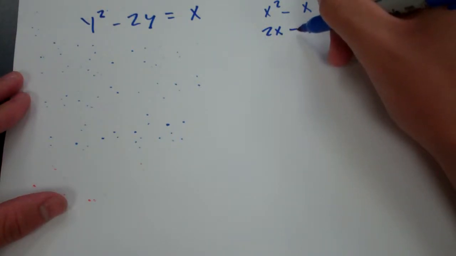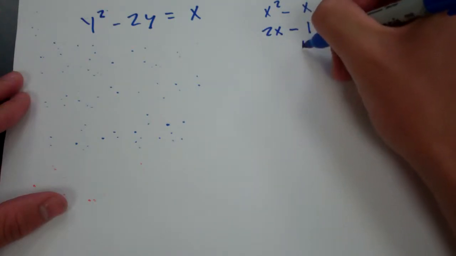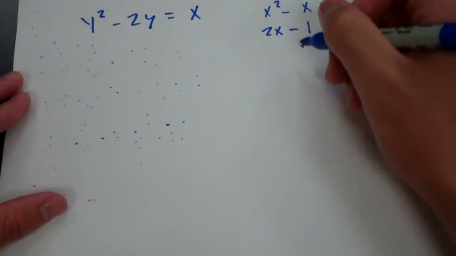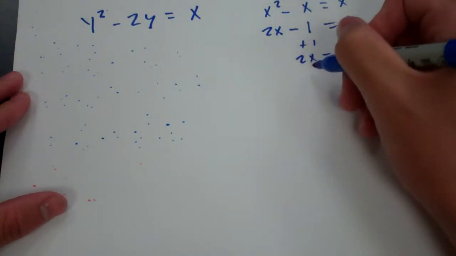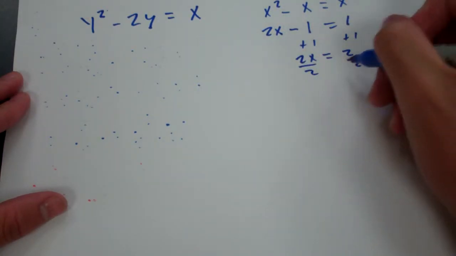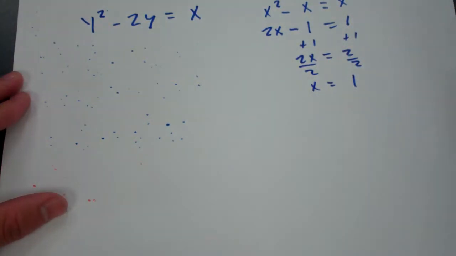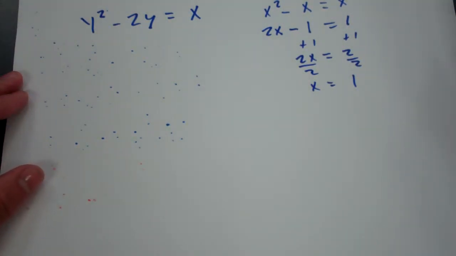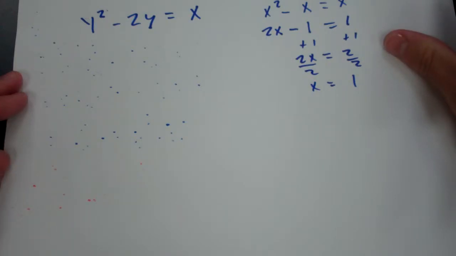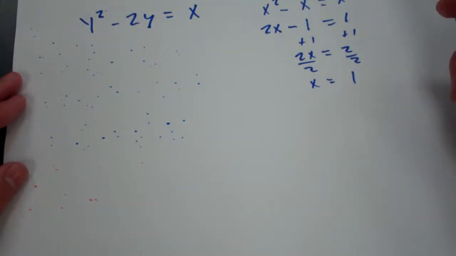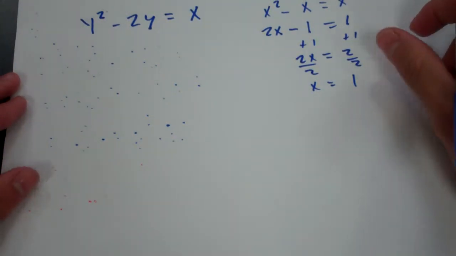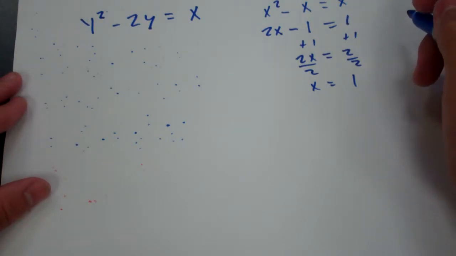So if I add 1 to this side and 1 to this side, we have 2x is equal to 2. And then if I divide by 2, x is equal to 1. So that's explicitly taking the derivative, right? Okay. Implicit differentiation is a little bit different because we have two terms here, so it's a little more difficult. Well, once you get the hang of it, it's not very much more difficult, but it's a little more to it.